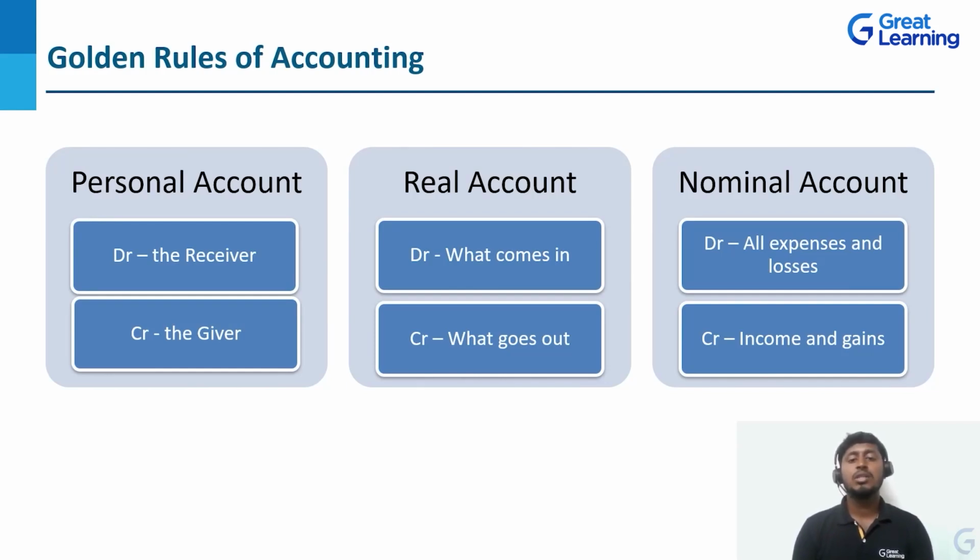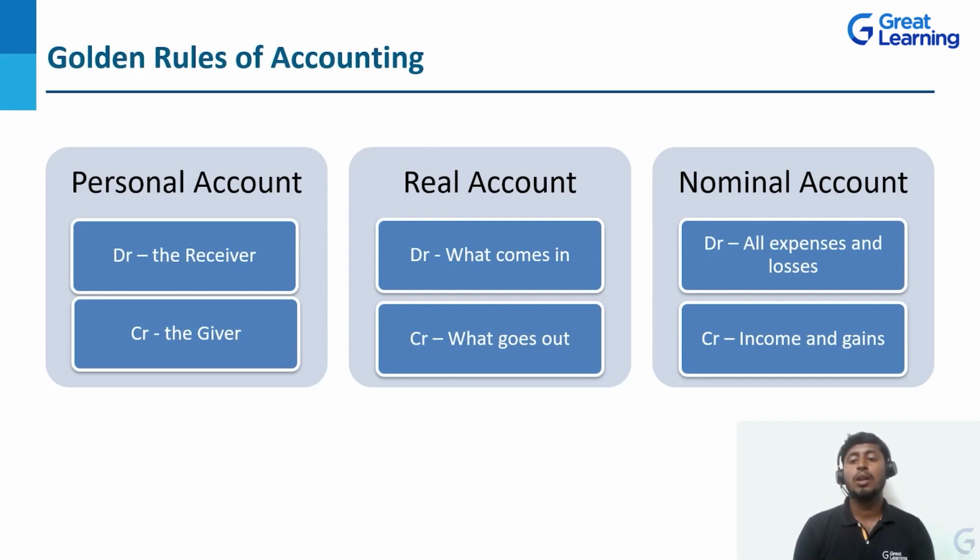Real account. So in this real account, all your assets come in the real account. For example, purchased plant and machinery. If you purchase the plant and machinery, what comes to the business? Plant and machinery comes to the business. And what is going out? Cash is going out. Correct? So debit what comes in. So plant and machinery comes in. So plant and machinery account debit. And what goes out? Cash is going out. So cash account credit. So this is the real account.